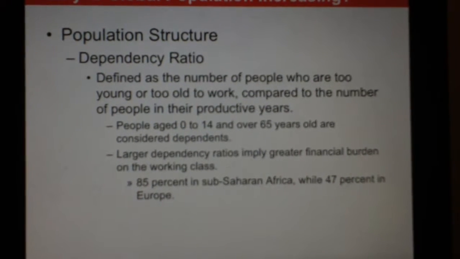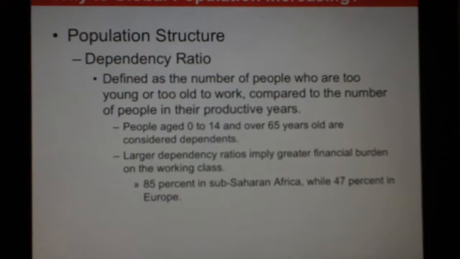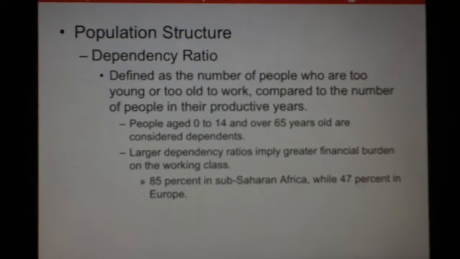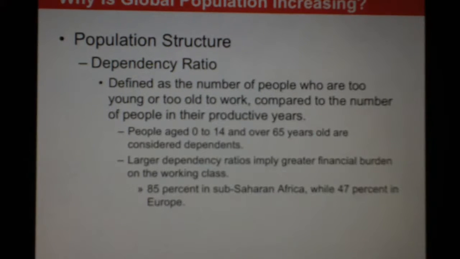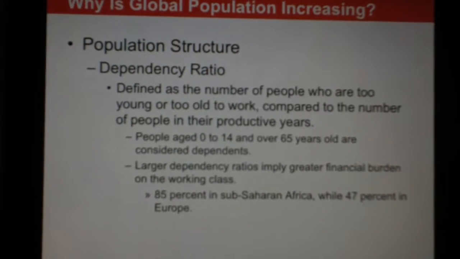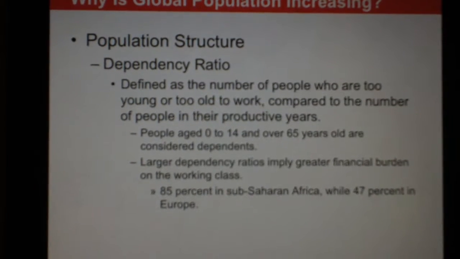So the dependency ratio in sub-Saharan Africa is 85% because they have more children. And then in Europe, the dependency ratio is only 45%. So in sub-Saharan Africa, there's a greater financial burden placed on the working class than in Europe.